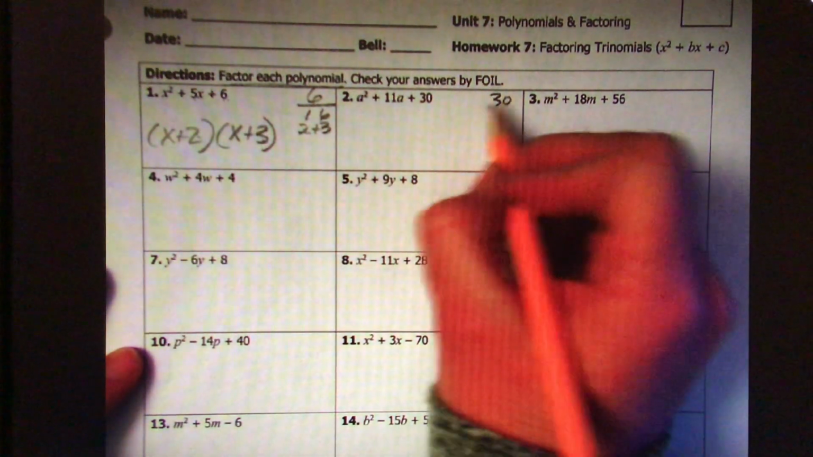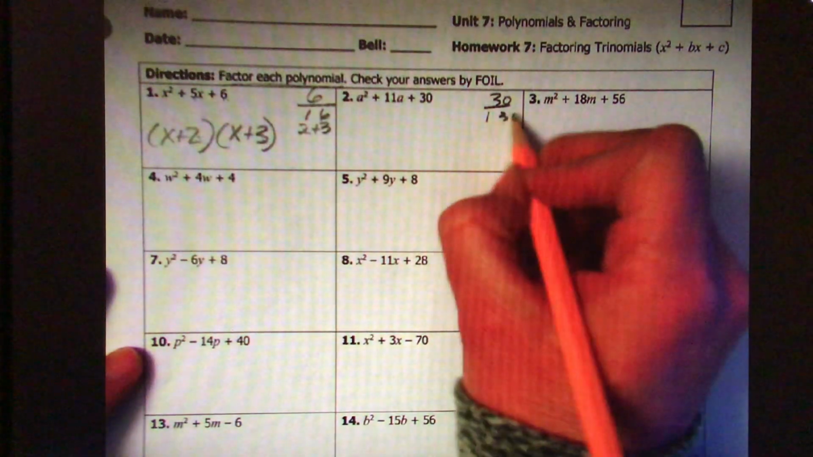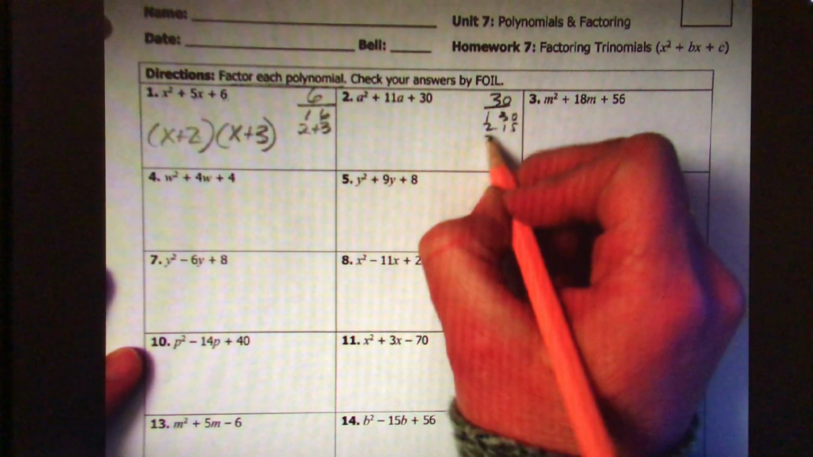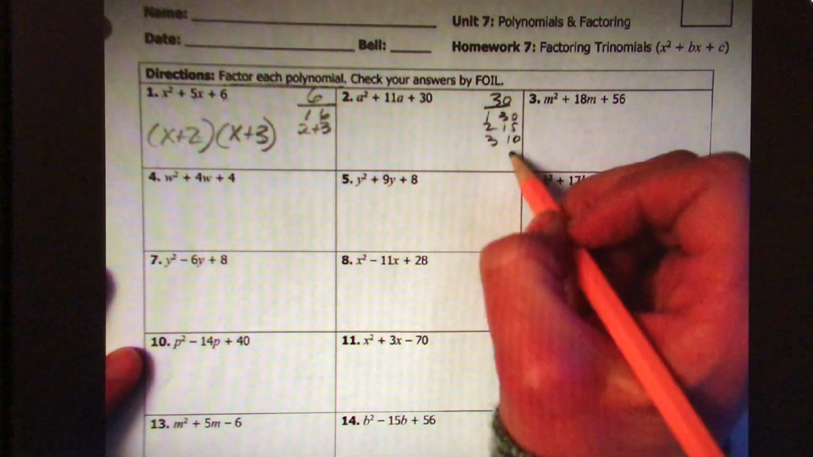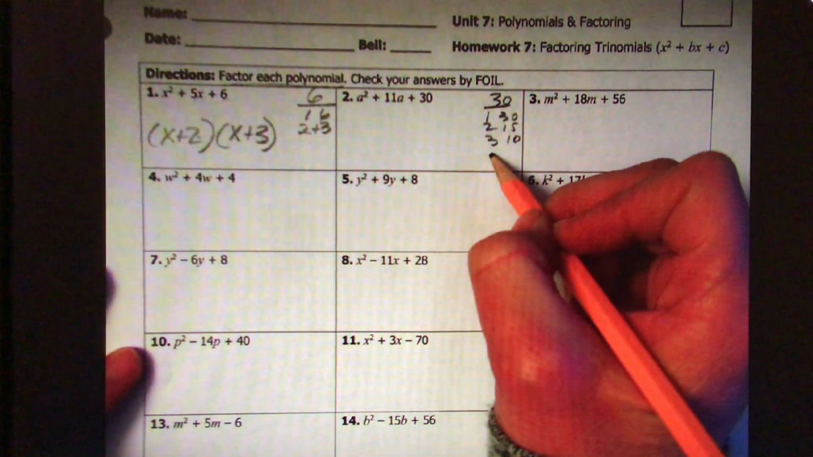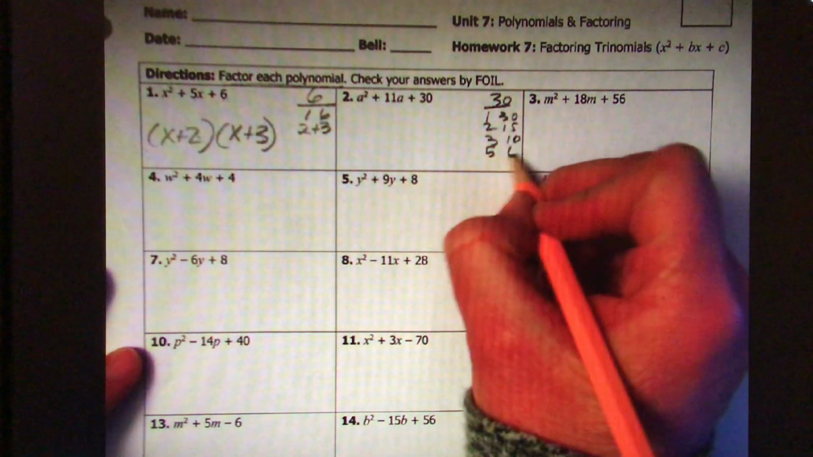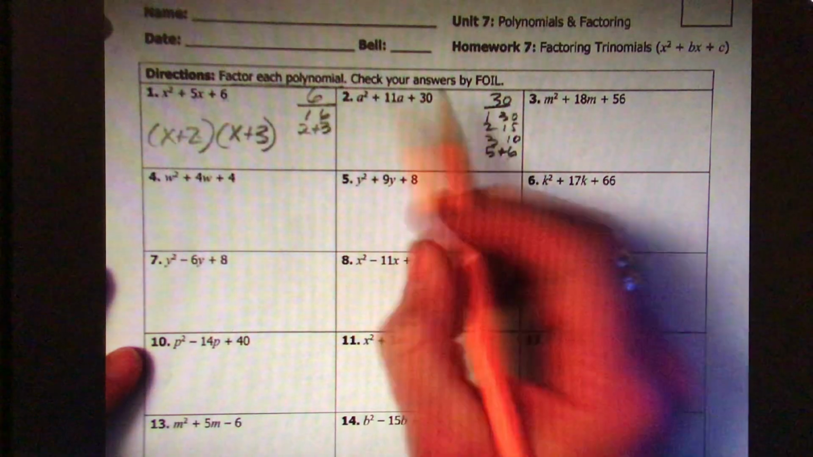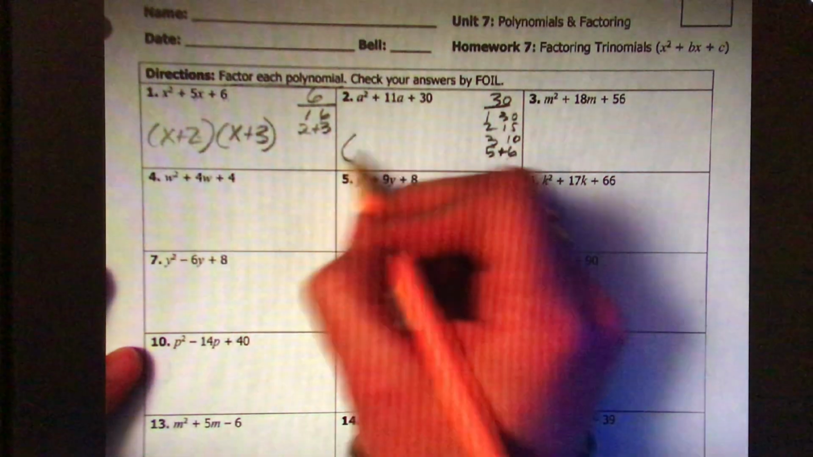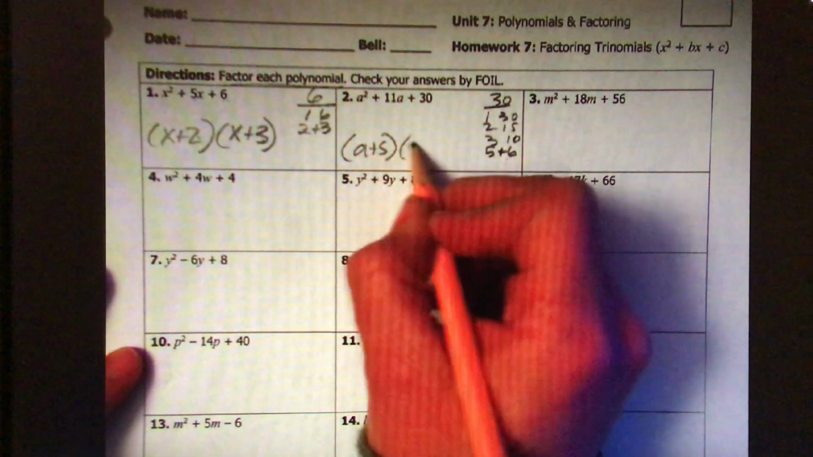30, let's think about my factors of 30: 1 and 30, 2 and 15, 3 and 10. I'm looking for 11 here, and I still don't have it. 4, no, it's not going to work. Oh, 5 and 6 though, and if I add them, sweet, okay. No negative sign, so this is pretty straightforward. I got a plus 5, a plus 6.